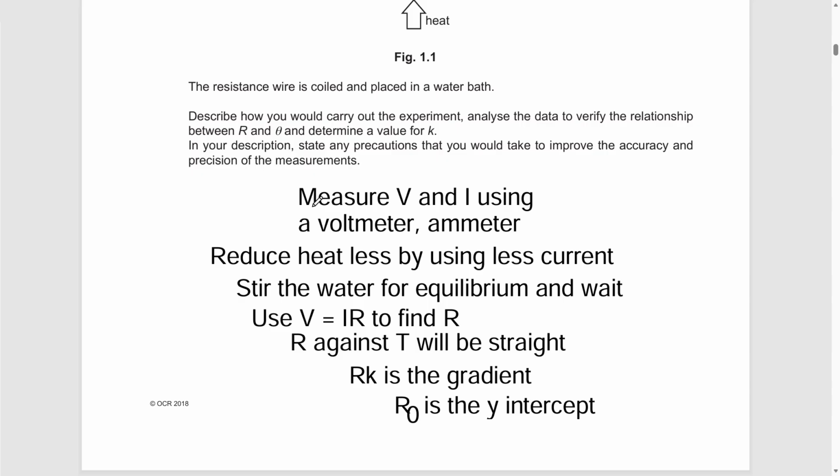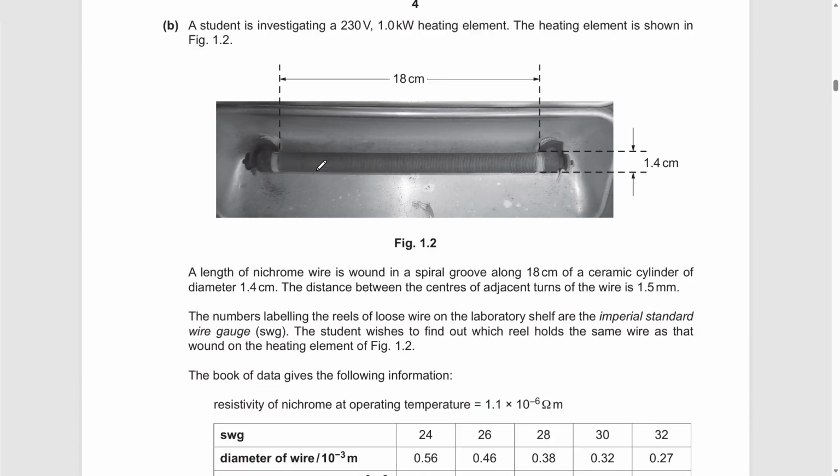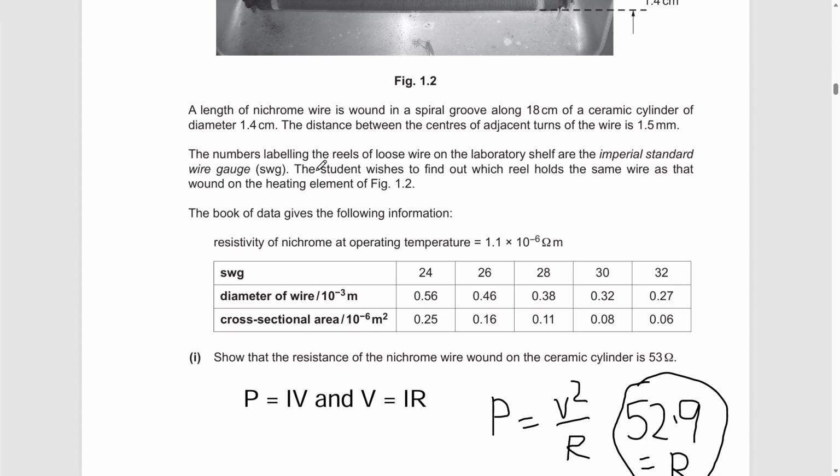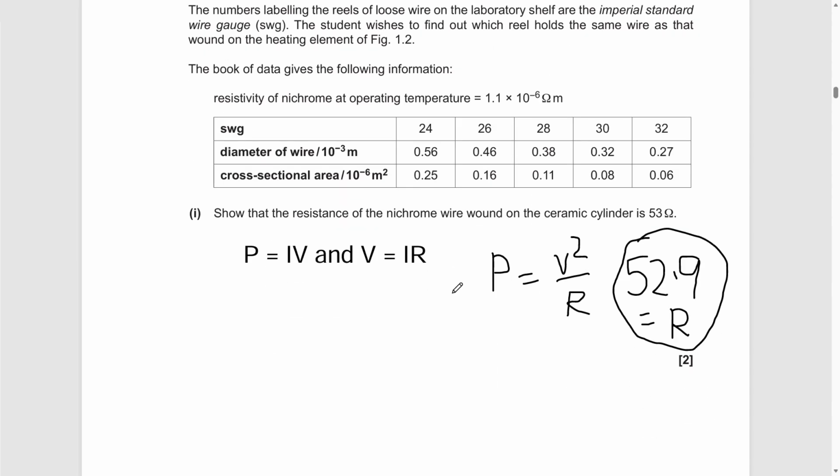Use V equals IR to find R. The straight line will be when you plot a graph of R against T. RK is the gradient, R0 is the y-intercept. For this question, use the equation P equals IV and V equals IR. Combine them together, you get P equals V squared over R. So your resistance is 52.9 ohms.